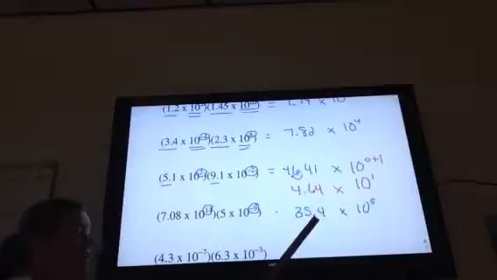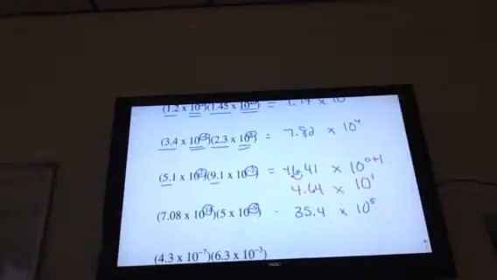So we have to change this to 3.54. So I'm going to move my decimal over one spot. But since I made that smaller, I'm going to make the power of 10 bigger by 1. So 10 to the 6th. So final answer, 3.54 times 10 to the 6th.